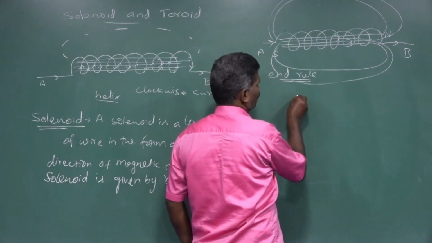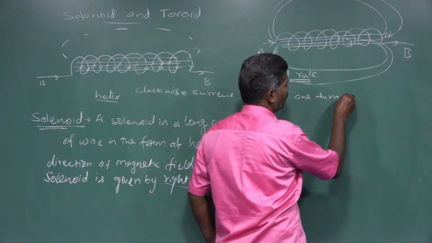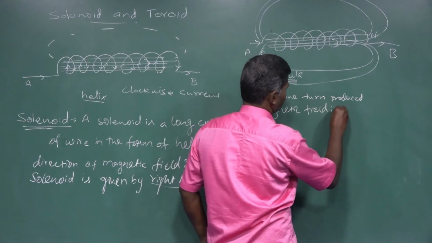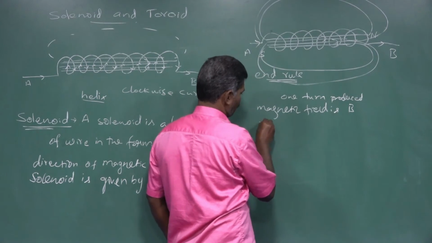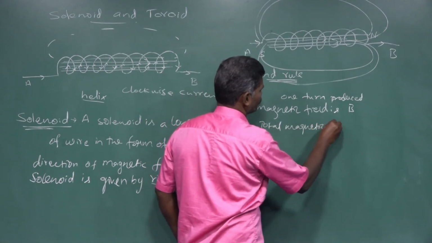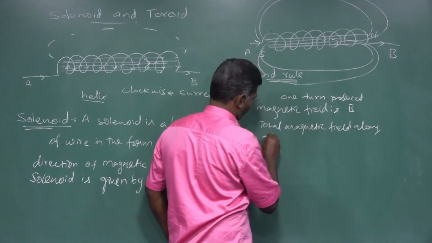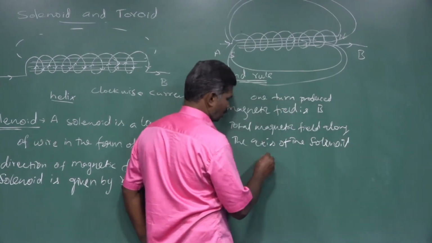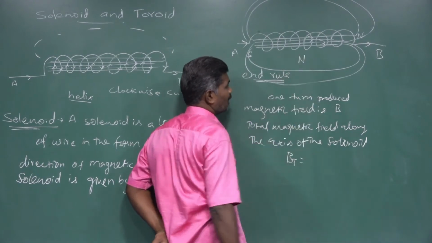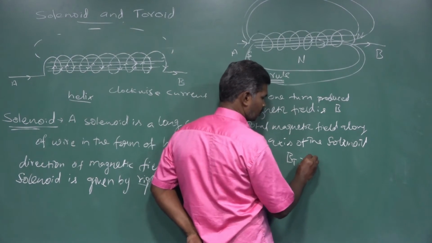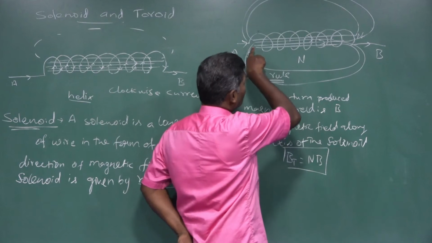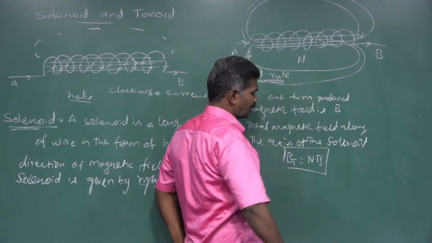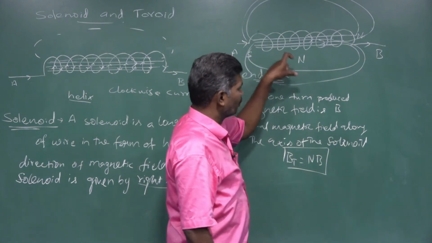Suppose one turn produces a magnetic field B. The total magnetic field along the axis of the solenoid is taken as Bt equals. Suppose we have n number of turns, then the total magnetic induction Bt is equal to n into B. So the total magnetic induction along the axis of the solenoid is equal to the number of turns into the magnetic field produced around a single turn, or we can say each turn produces that magnetic field.